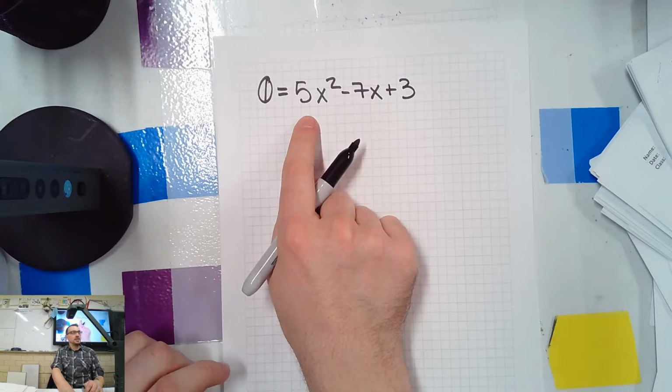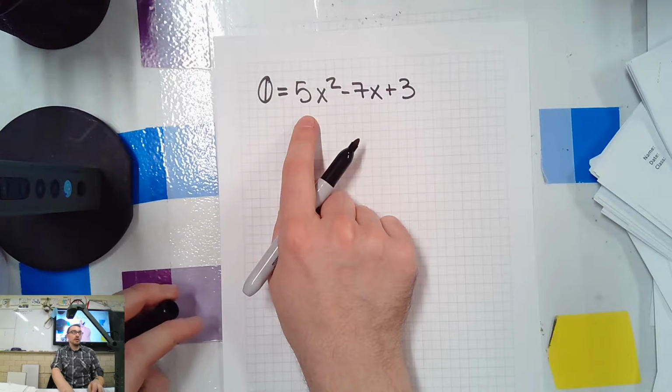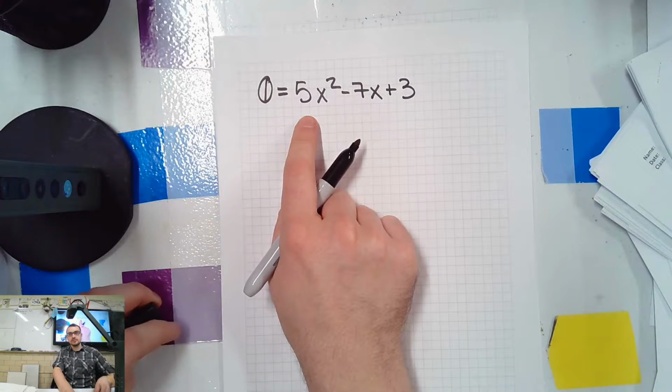So a will always be greater than 1 or, well, it won't be 0, right? It'll be non-zero.